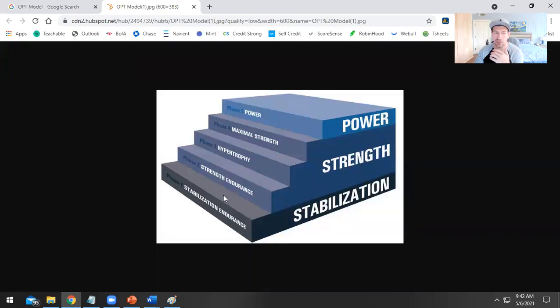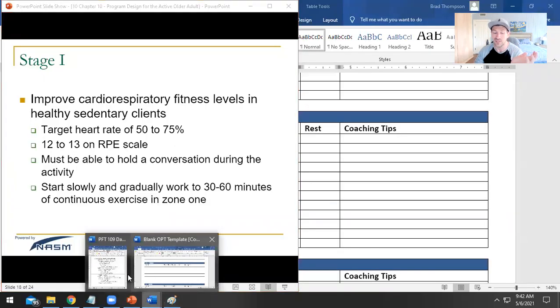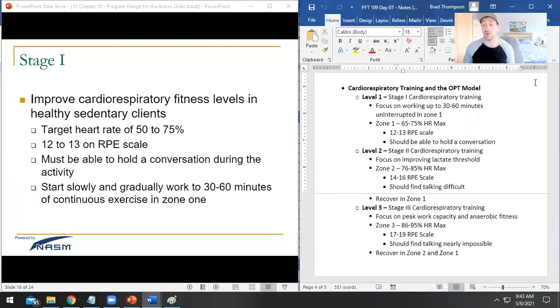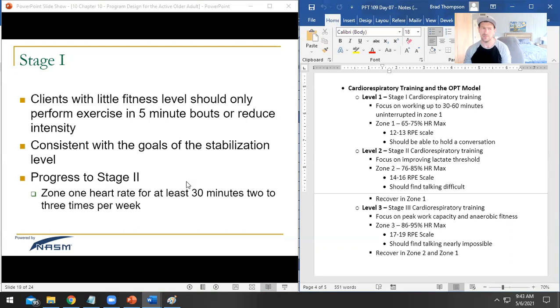We already kind of talked about this when we went over the cardio day, but when you think about what stage 1 is, this is to improve your general cardiorespiratory levels, right? This is your foundation. This is where your journey begins. So you're going to focus on trying to work your senior clients and really anybody up to about 30 to 60 minutes uninterrupted. If they can maintain a full 30 minutes at 65% of their heart rate, great. They're officially ready for zone 2, right? You can make it harder at that point. That's about a 12 to 13 on their RPE scale, by the way. Or you can think of it as the talk test. They should be able to hold a conversation comfortably while they're in zone 1.